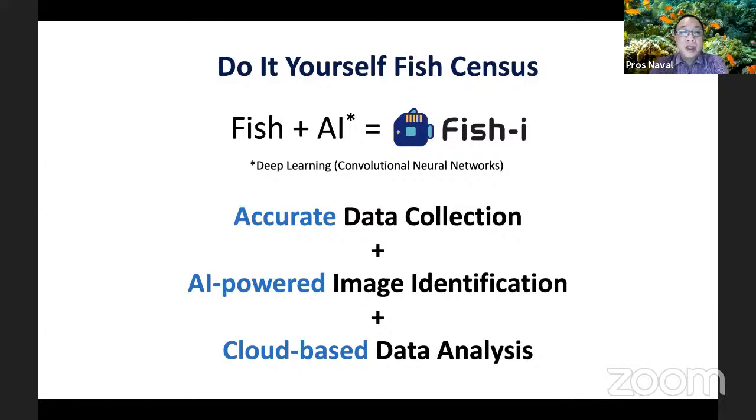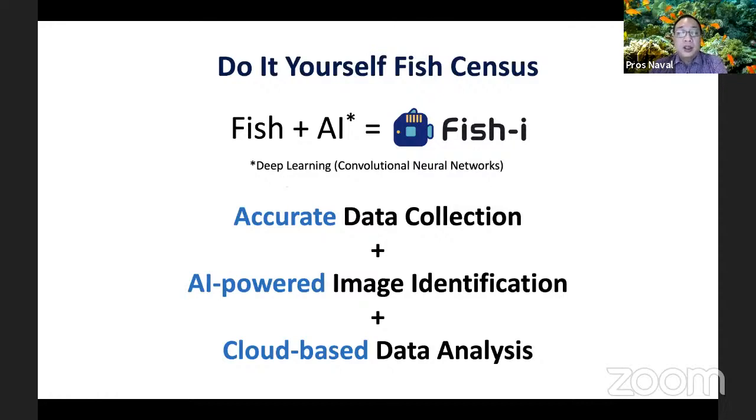What we are proposing is a do-it-yourself, so to speak, fish census, since any regular diver can do it. Fish eye is named so because we combine fish and AI. So it's fish eye. That's the origin of the name. Fish plus AI, and AI here uses at the moment deep learning.